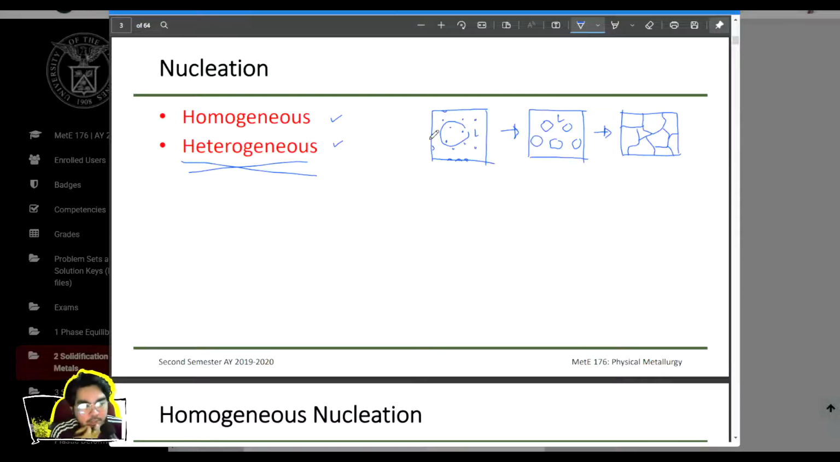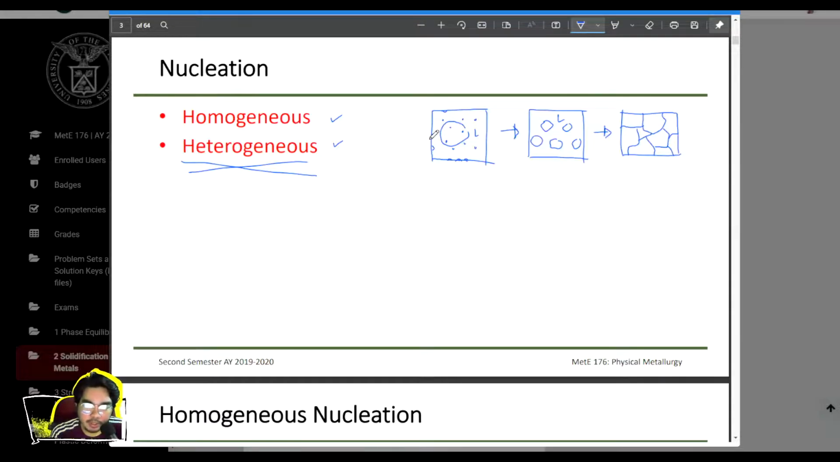So, external surface is not necessarily just the molds, no? So sometimes, for example, in some alloys, dinadagdagan natin ng mga additives yung metals natin, and those additives act as nucleation sites, or sometimes they are called inoculants, no?